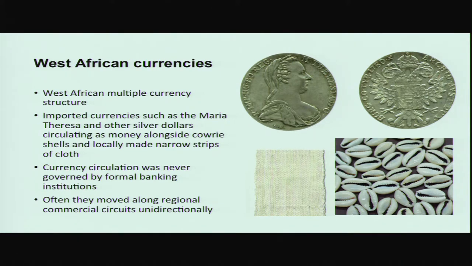And especially at the beginning of the, let's say, 11th century, Arabs start to import cowrie shells across the Sahara with camels from the Maldives. So you can imagine the journey it means to take inside Africa. And especially West Africa never had, in pre-colonial time, institutions like banking institutions like in Europe. Most of the currencies were working on a regional basis.